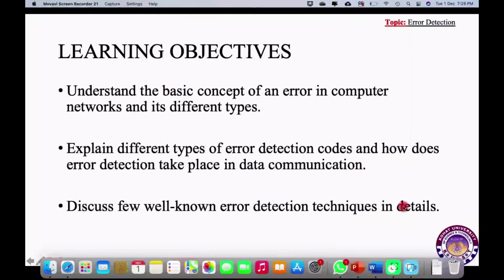By the end of this lecture, you would be able to understand the basic concept of an error in computer networks and its types. By computer networks, I mean the data communication or the transmission of data from one host to another. In this lecture, I will explain different types of error detection codes and how error detection takes place in data communication. I will also discuss a few well-known error detection techniques in detail.